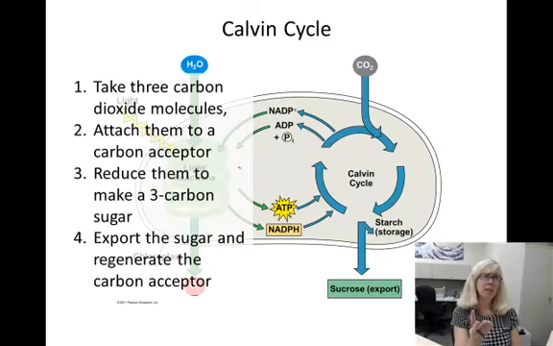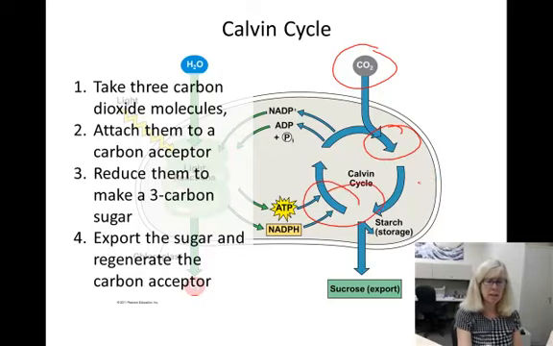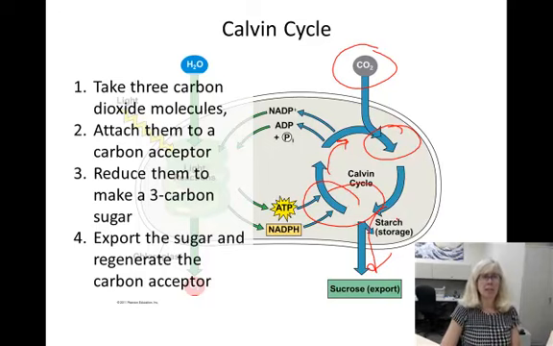The Calvin cycle itself is pretty straightforward. Essentially, we're building sugars. The main steps are to take carbon dioxide and place it onto a carbon acceptor, to add ATP and NADPH to make sugar, and then to rebuild the carbon acceptor after you've gotten rid of the sugar so that the process can go around again. So let's look at the steps in a little bit more detail now.